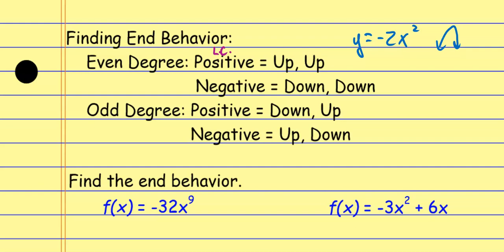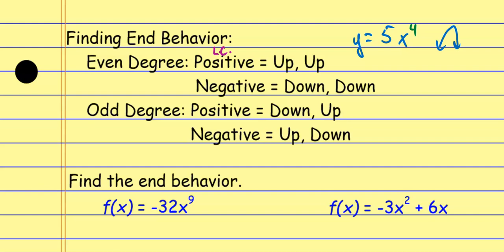So if I did the same thing with an x to the 4th function, if it's an x to the 4th and it's got a negative leading coefficient, both ends are going to open down. And if I change the leading coefficient on an x to the 4th function to a positive, well, now both ends are going to open up, okay? So think about the quadratic. Think about the even degree polynomial we already know how to deal with.